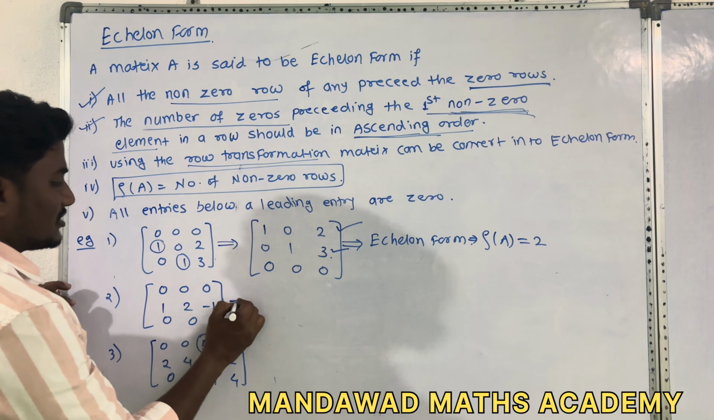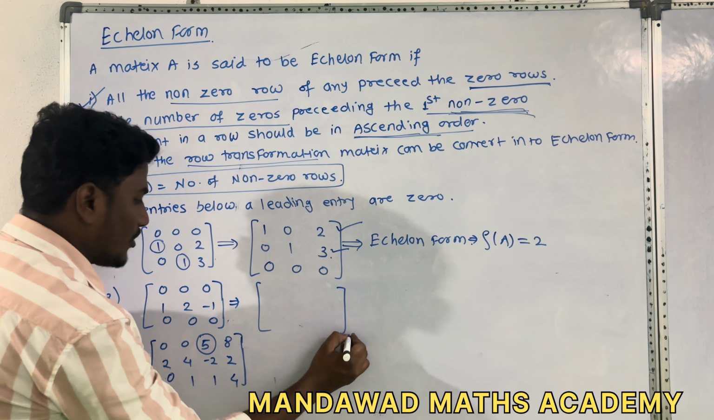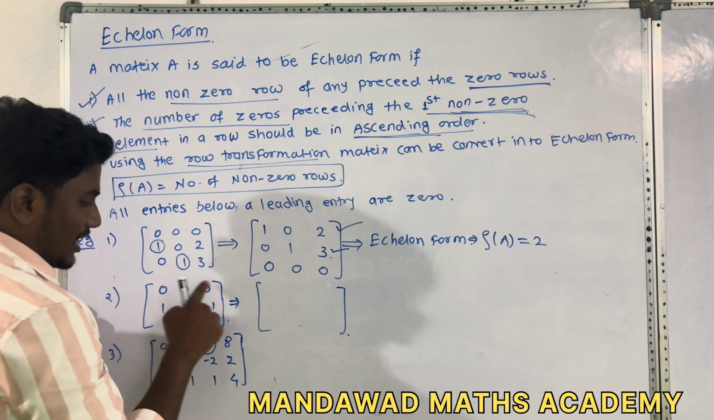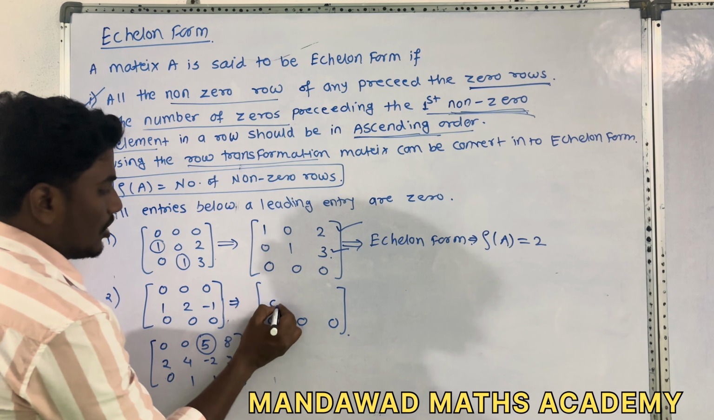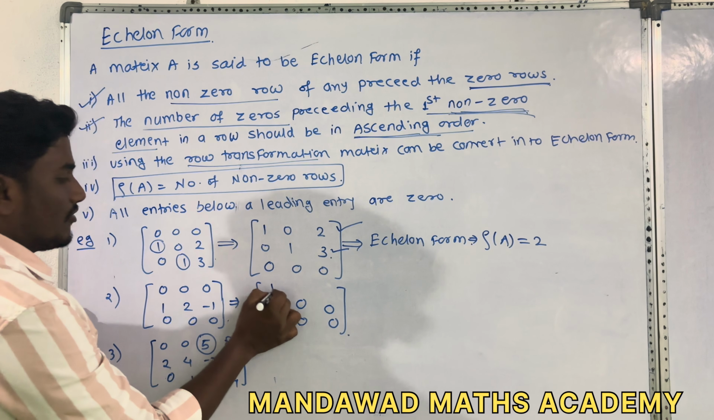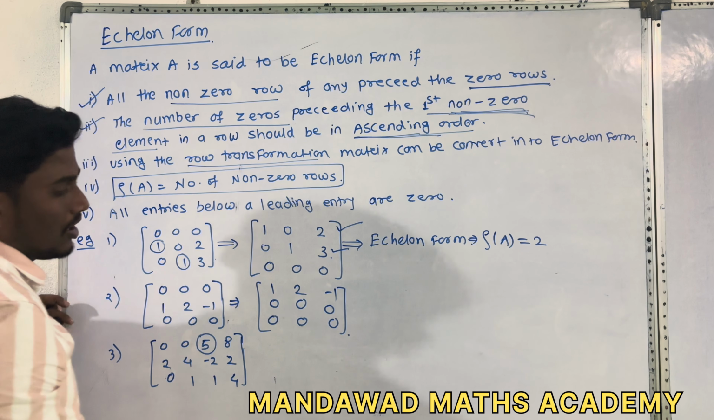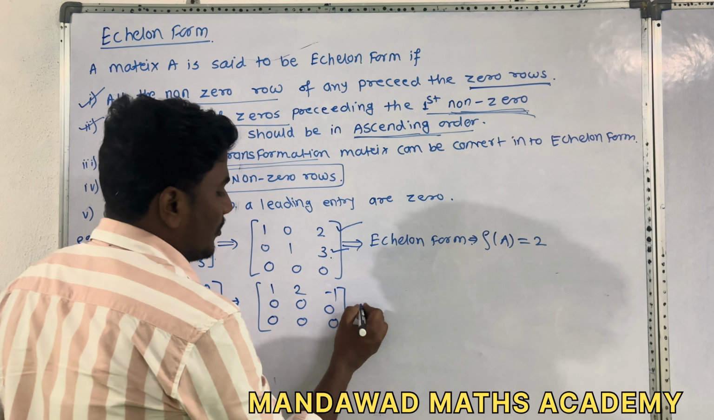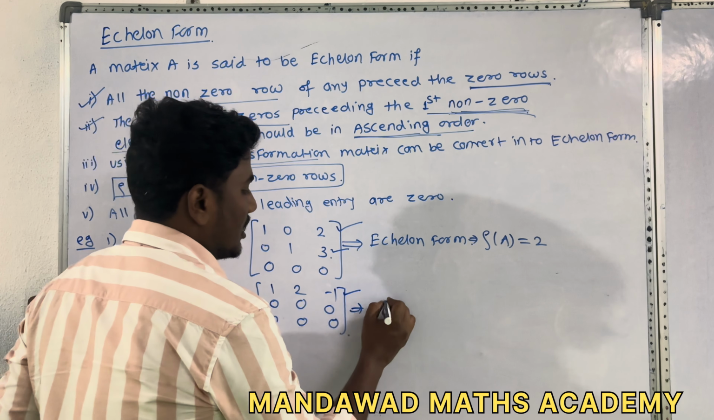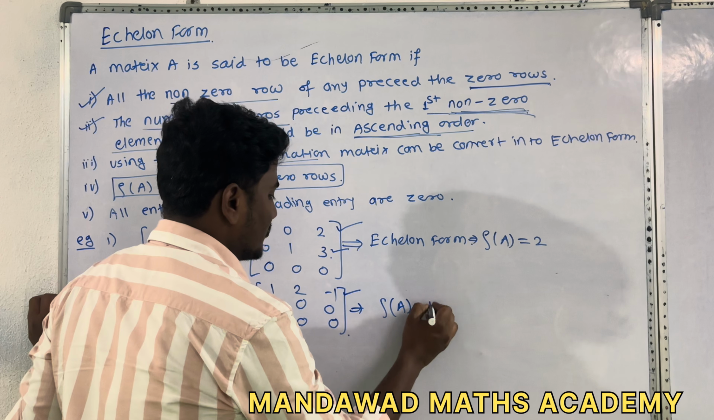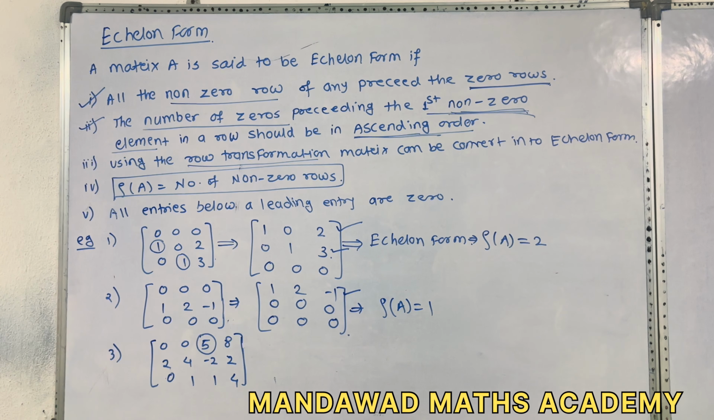Similarly, you can convert this into the echelon form. Here 1 2 3 are all 0. You can arrange them at the bottom of the matrix. Then these are the 0 rows. You can write it like this. Next, 1 2 minus 1. So this is in the echelon form. How many 0 rows? Non-zero rows? Only 1. So therefore the rank of the matrix is 1.